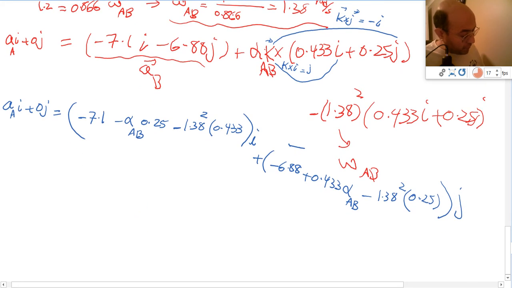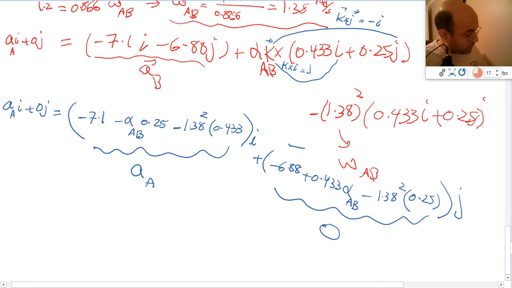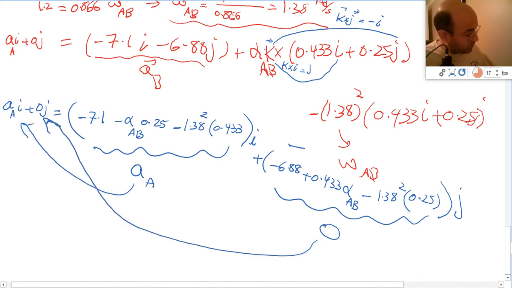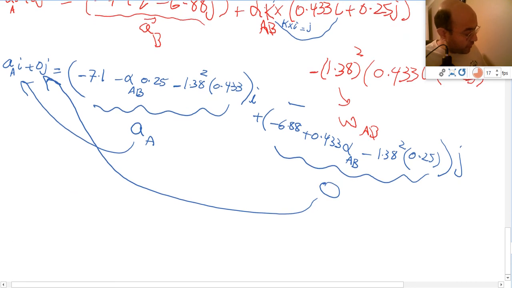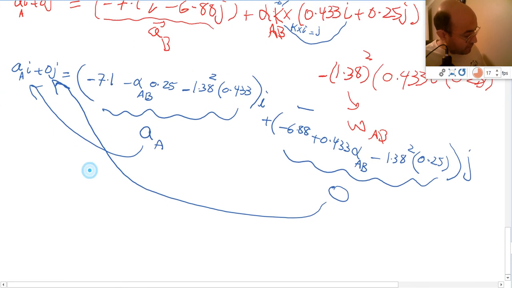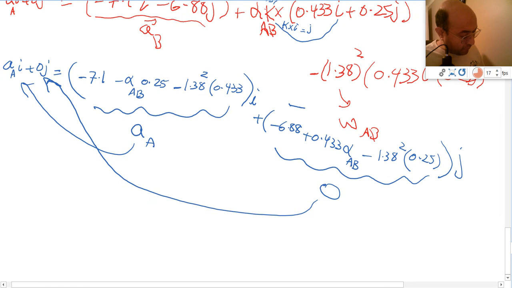Now if you simplify these two equations, all this has to be AA and all this has to be 0, because this is going to go to this and this is going to go to this one. Then you can solve for AA. First you can solve for alpha AB from this equation, and once you find how much alpha AB is, you can substitute it in the other equation to find how much AA is.